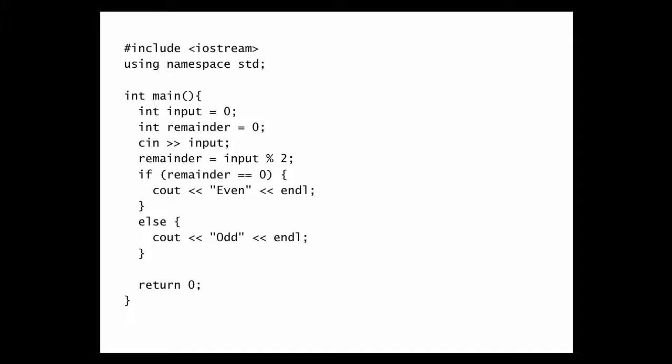So here we have #include <iostream>, using namespace std. That doesn't stand for what you might think it stands for. It stands for standard. Then int main() {, int input = 0; int remainder = 0; cin >> input; remainder = input % 2; if remainder == 0, cout even endl; else cout odd endl; return 0. That is the same algorithm expressed as a C++ program.